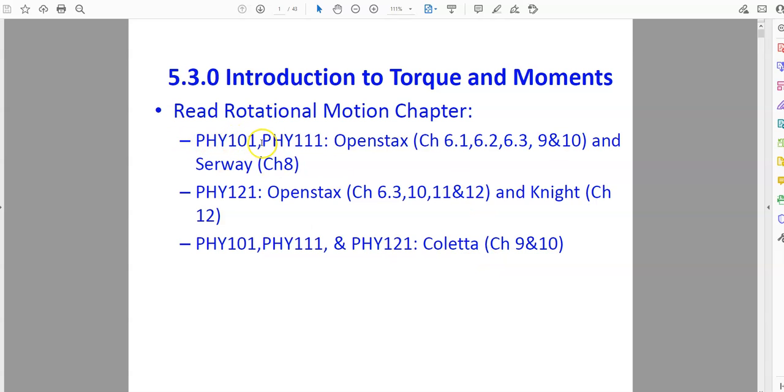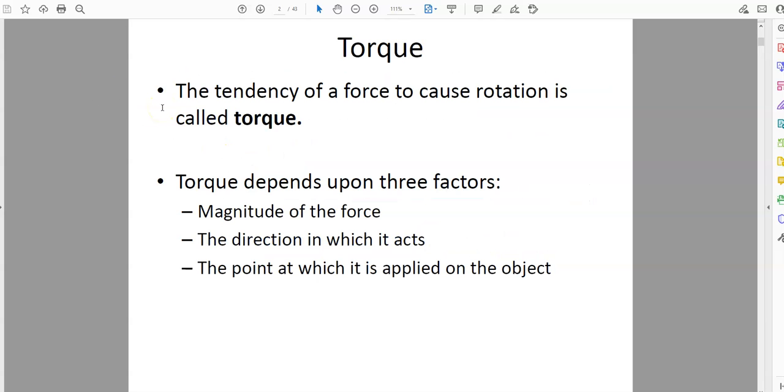If you're in Physics 101 and Physics 111, please read OpenStax in these chapters and survey this chapter. If you're in Physics 121, please read these chapters and chapter 12. And if you're in any of these courses, any of the CLEDA book, please read chapters 9 and 10. Okay, let's get started.